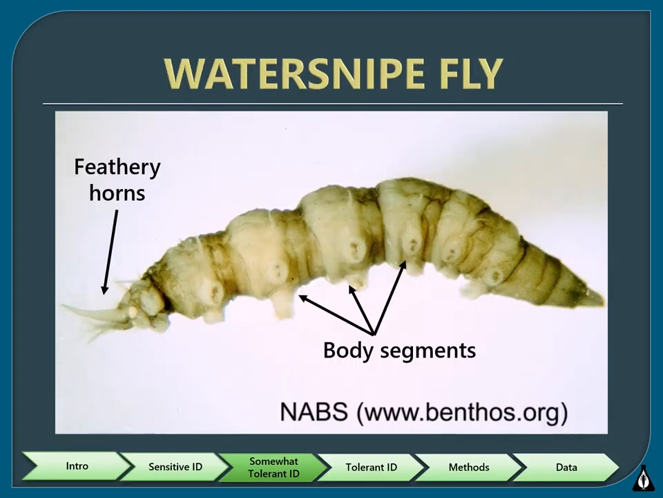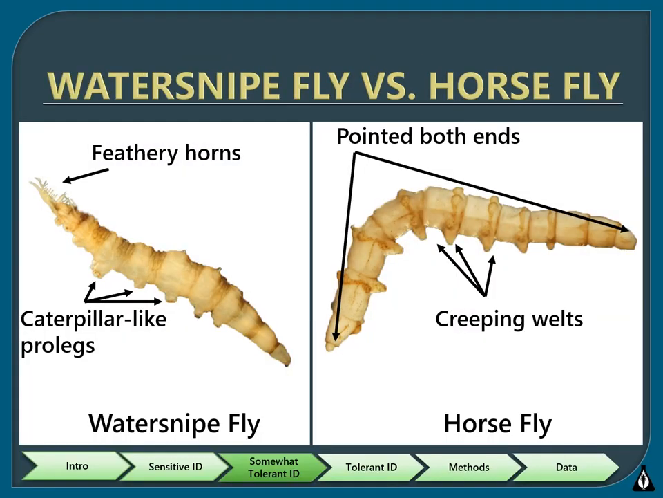Water snipe flies are true flies with aquatic larvae. They have body segments with prolegs on each. Another identifying characteristic is the 2 feathery horns. Water snipe flies are very close in appearance to the common horsefly or deerfly. They are about the same size and cream color.